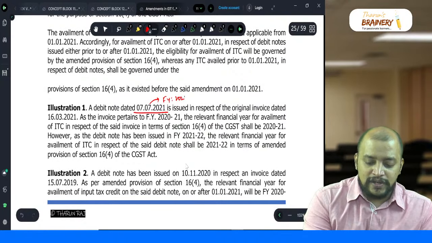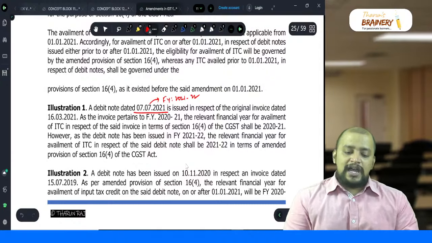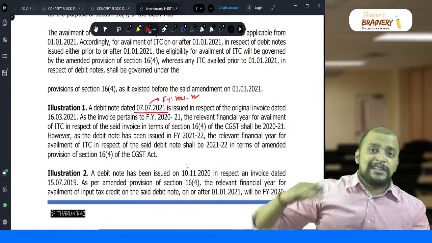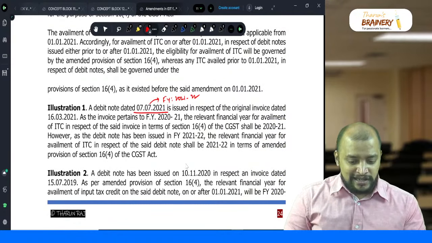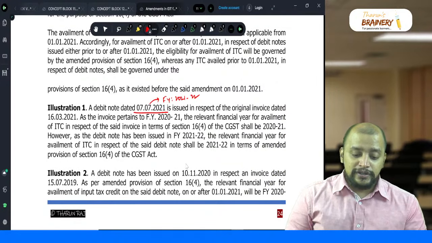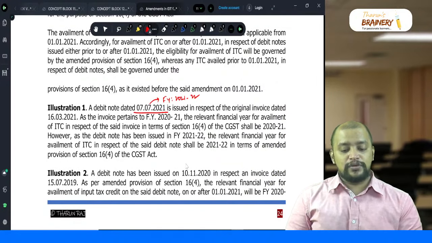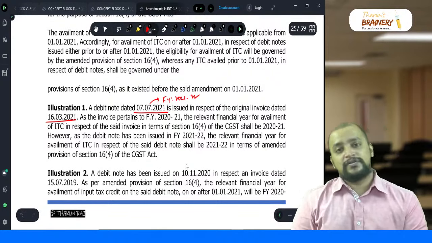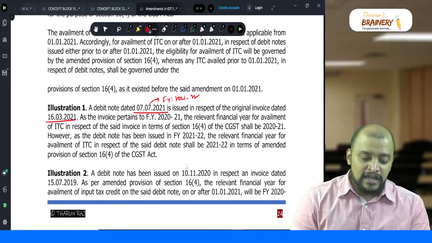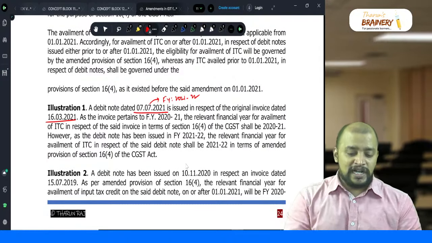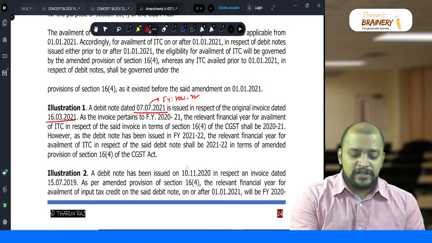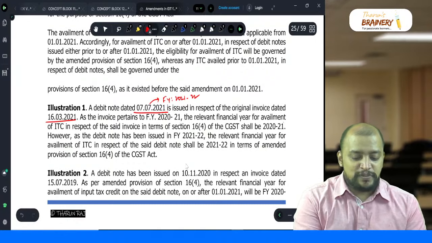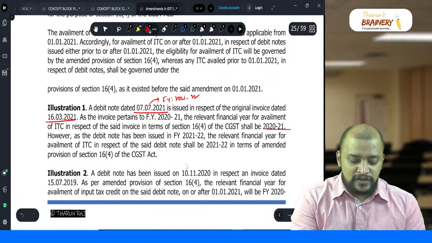Financial year 2021-22. This debit note is with respect to an invoice. So, whenever the invoice value increases, the supplier will give a debit note to the recipient. Now, you understood or not? So, that debit note dated 7/7/2021 is issued in respect of the original invoice dated 16/3/2021. So, 16/3/2021 comes in which financial year? 2021. Okay. As the invoice pertains to the financial year 2021, the relevant financial year for availment of ITC in respect of the said debit note shall be 2021.